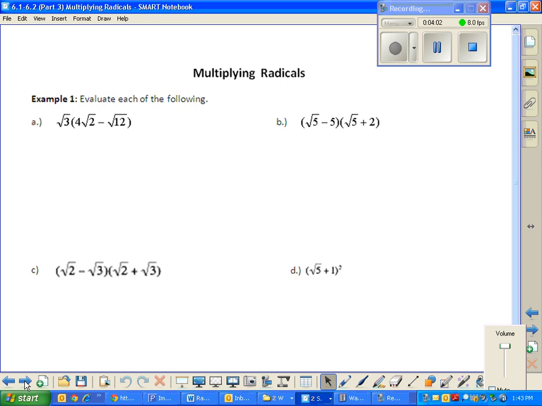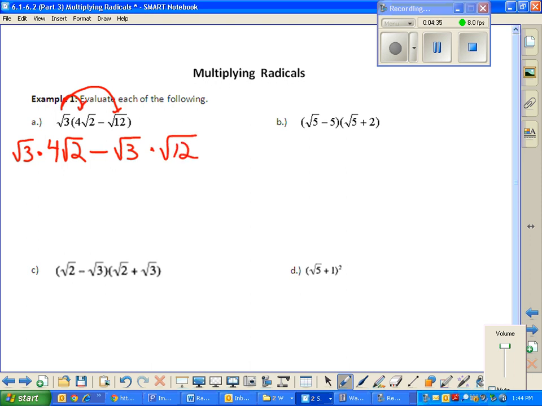So let's start out with part A. Square root of 3 is hanging outside of a set of parentheses. What do you all want to do with that right now? Jenna, go ahead nice and loud. Distribute, well said. So we are going to do that. I usually take baby steps when I do this, so I don't make any mistakes. I'm going to multiply the square root of 3 times 4 root 2. Then I bring down my minus, and then I have the square root of 3 times the square root of 12.